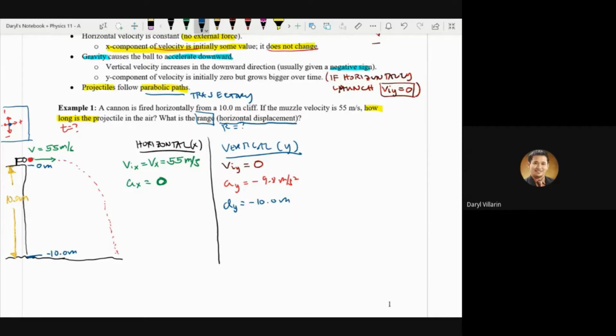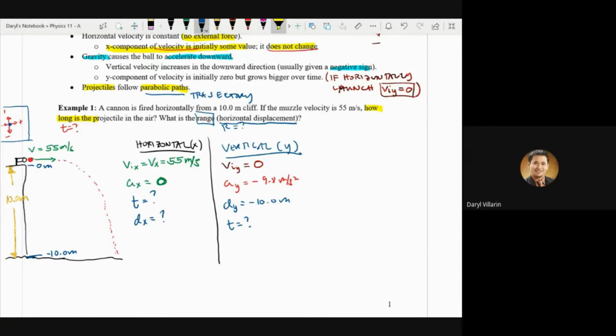And for both cases, time is unknown. I don't know the time, as well as my dx, it's a question mark. Now, my vx of 55 meters per second, I can use for anything that I want to solve along x, the horizontal motion. The right-hand side of my table contains the things that I can use to solve for anything that I want to know along y.